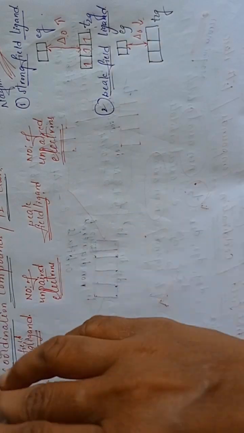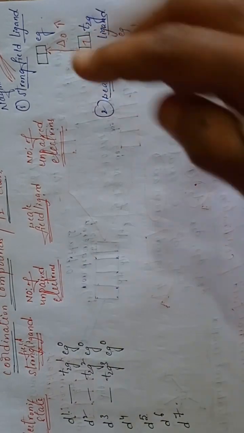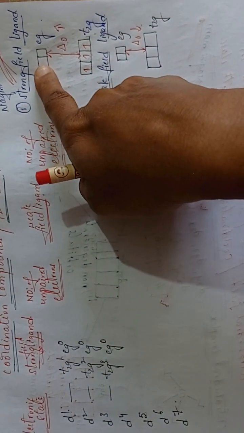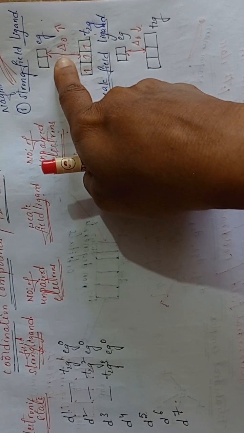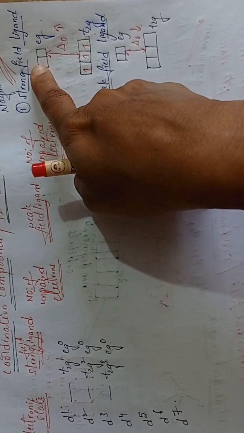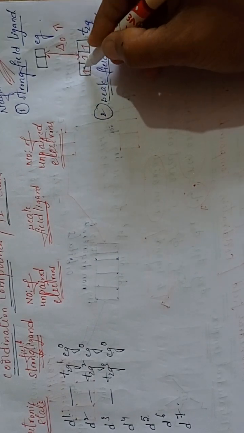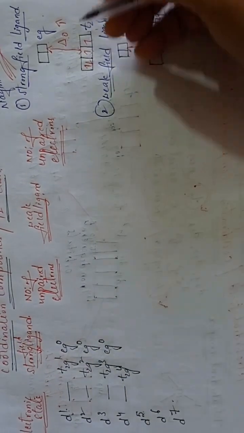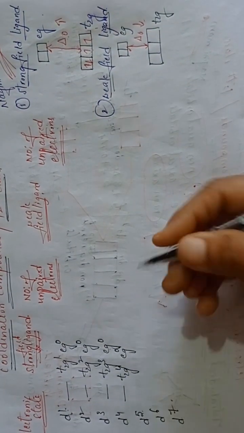Now D4, the fourth electron. Where is that fourth electron going? Here the splitting is more now, that means this gap is more. So the fourth electron cannot enter into the Eg orbitals, because the energy gap is more. So the fourth electron enters into the T2G orbital, students. What is the electronic configuration? T2G4, correct? 1, 2, 3, 4. Total 4 electrons in T2G, but Eg is completely vacant.